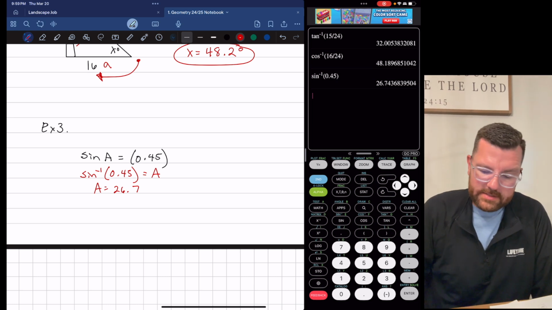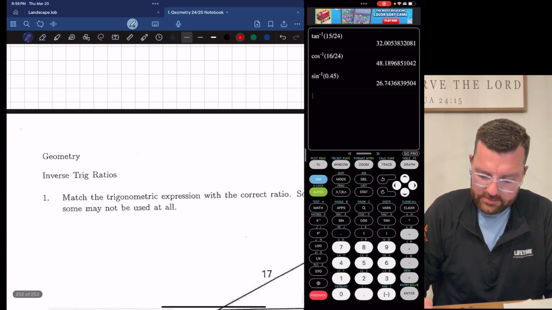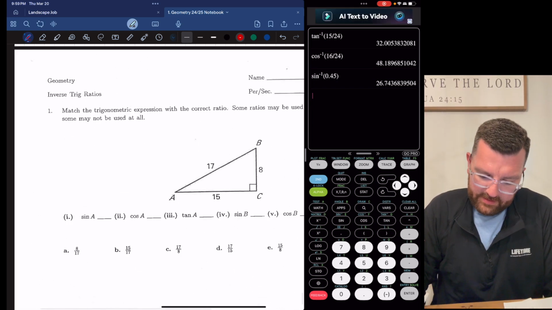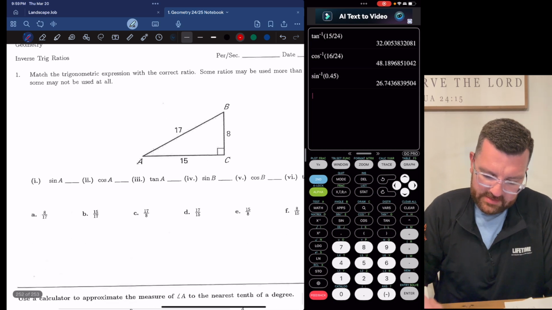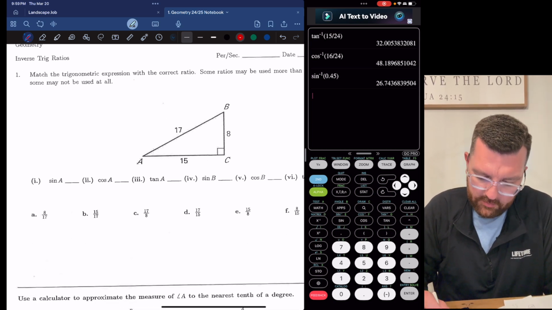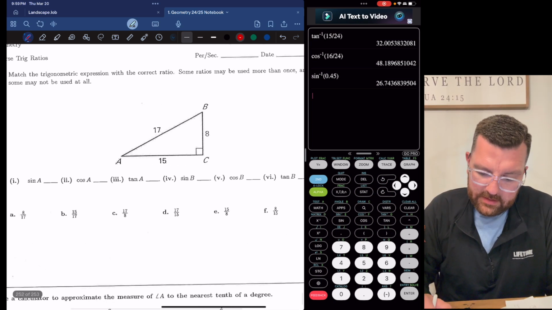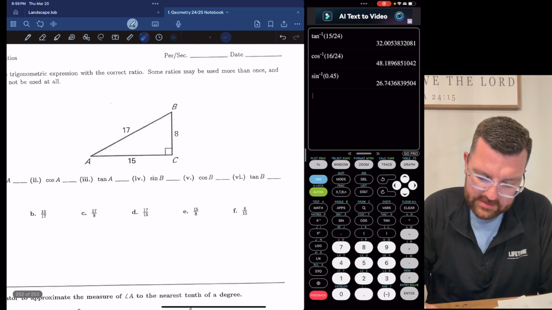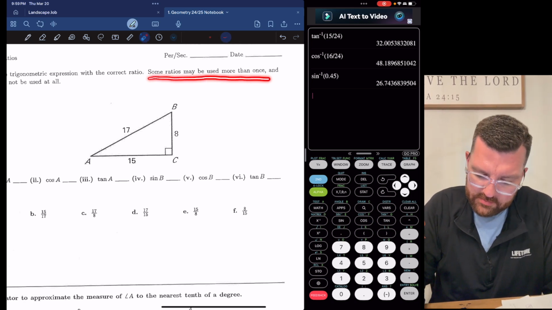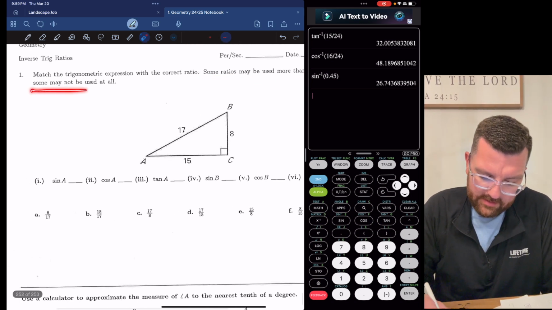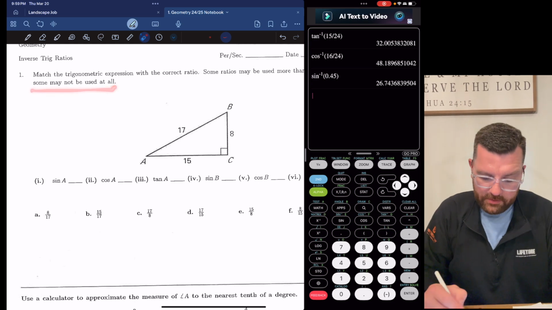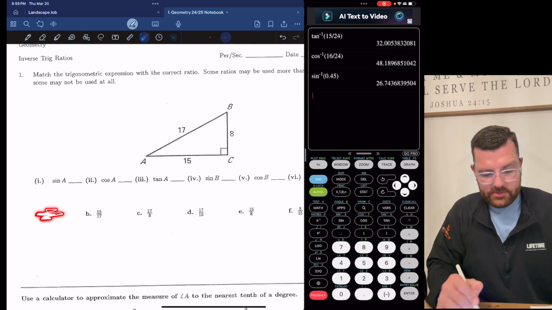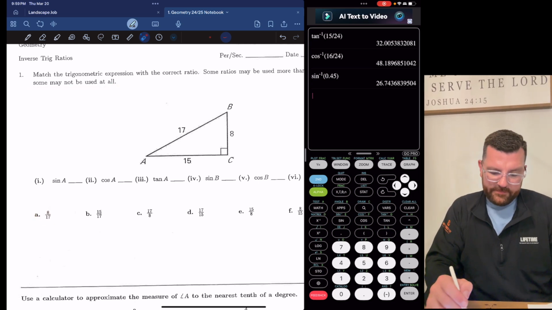Okay, let's go and look at your actual worksheet today. First set of problems says match the trigonometric expression with the correct ratio. And then please pay attention. Some ratios may be used more than once, and some may not be used at all. So don't go scratching through, because you're going to need to potentially see those again.